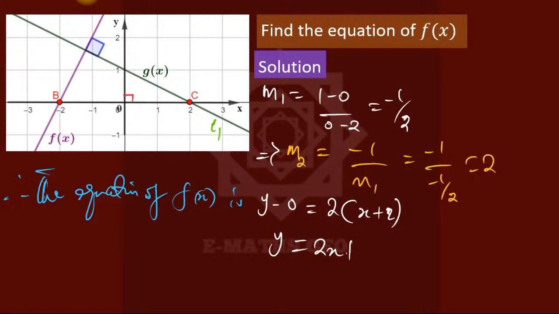This is y equals 2x plus 4. So that's the equation of the line we are looking for, f of x. So this is just an application of perpendicular lines.